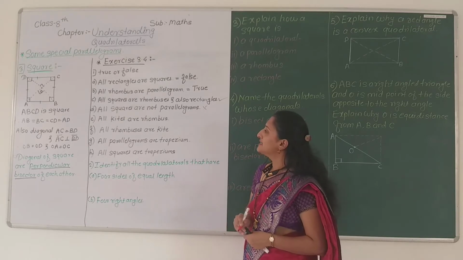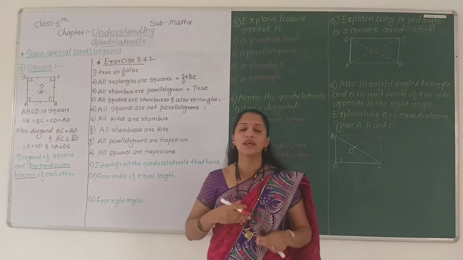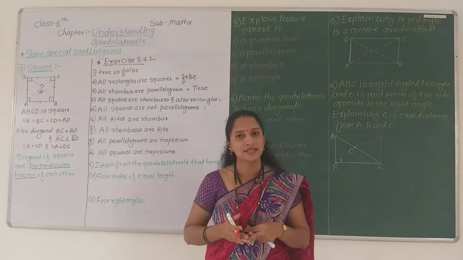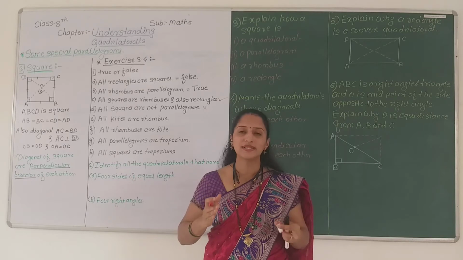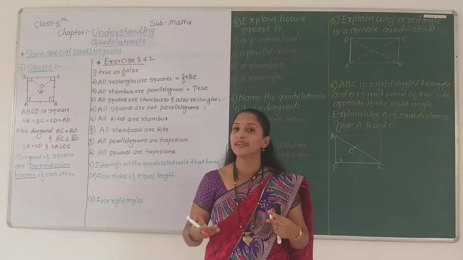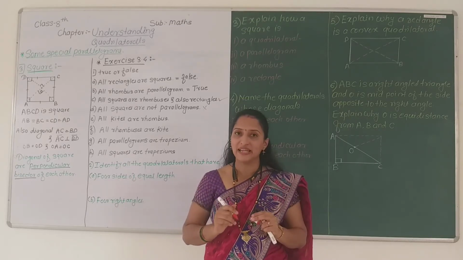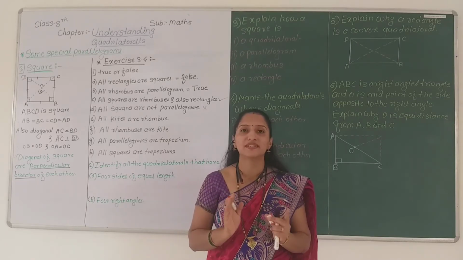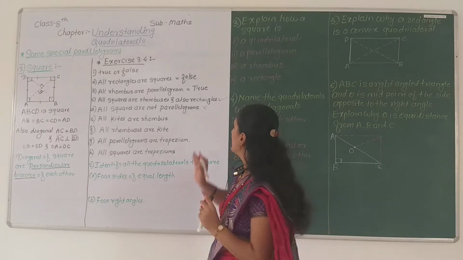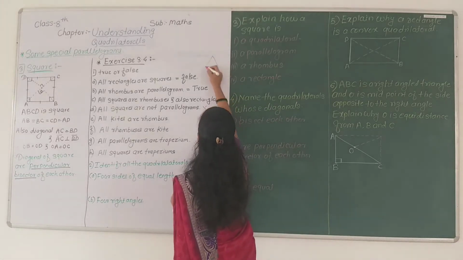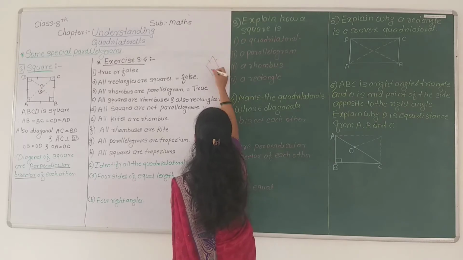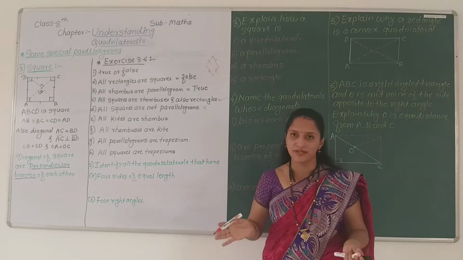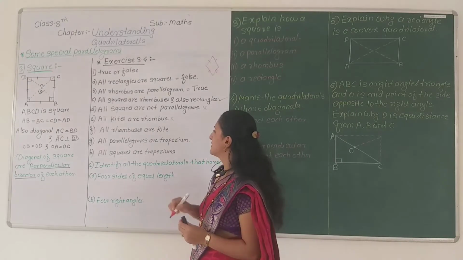Next one. All kites are rhombus. In a rhombus, all the sides are the same. But what about a kite? Do you remember? In a kite, only a pair of adjacent sides have the same length. This is the diagram of a kite. Only adjacent sides have the same length. That means a kite is not a rhombus. So this statement is false.